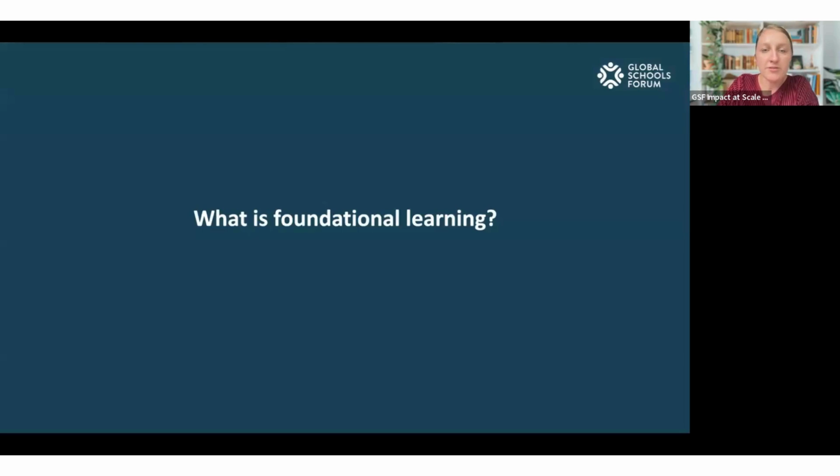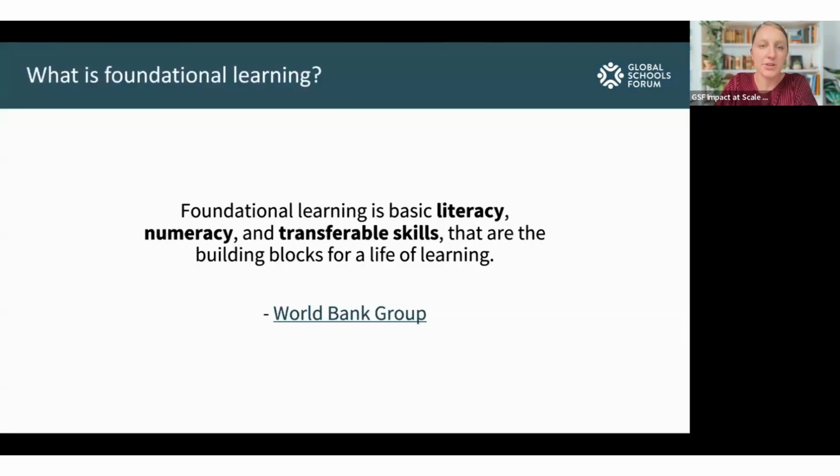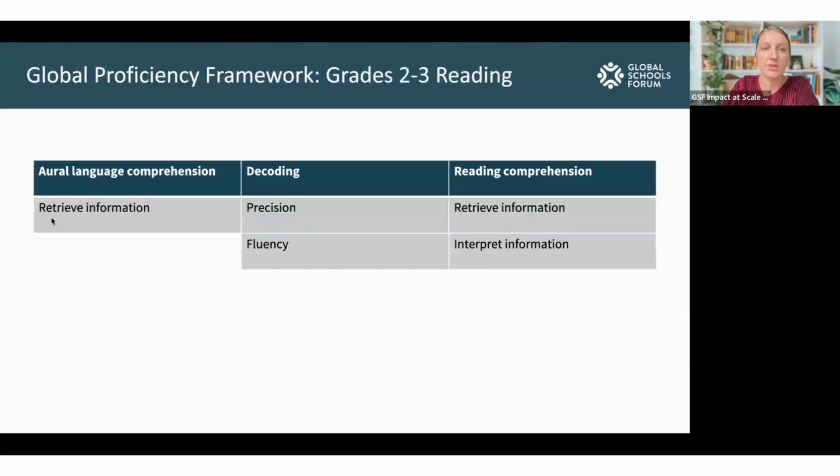So first, we just want to start by defining what we mean by foundational learning and check in to see if your definitions are similar or if you have any different ways of looking at what foundational learning means in your organization. The definition from the World Bank Group is that it includes basic literacy, numeracy, as well as transferable skills. And people include a lot of different things under this category of transferable skills. Sometimes it's social emotional learning, sometimes it's other things. But because the focus of the lab is foundational literacy and numeracy, today we're really just focusing on those first two areas of foundational learning.